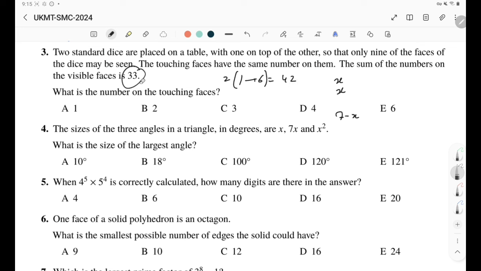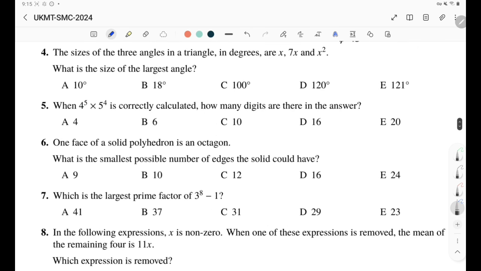But we need to subtract the 33 to get the sum of these guys. So if we subtract 33 from this number, we're going to get 7 plus 2, which is just 9. So that means that the sum of these guys is 9. Of course, this plus this is 7. So that means this x here should be 2. So the answer is 2. And we're done.